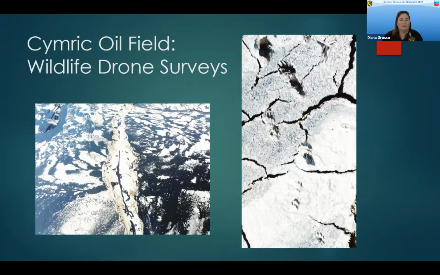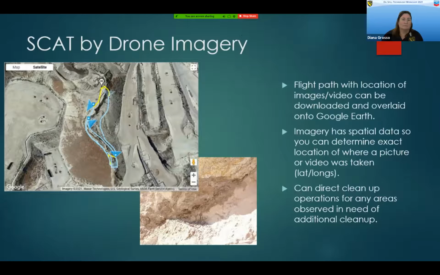Next slide. So one of the nice things that the drone does while it's flying is it collects spatial data. The large image shows the path of the drone as it was collecting video and images. And that path can be downloaded and then put on top of Google Earth so you can get a visual spatial of where the flight occurred. And then as you look at the video, you can also get lat long.